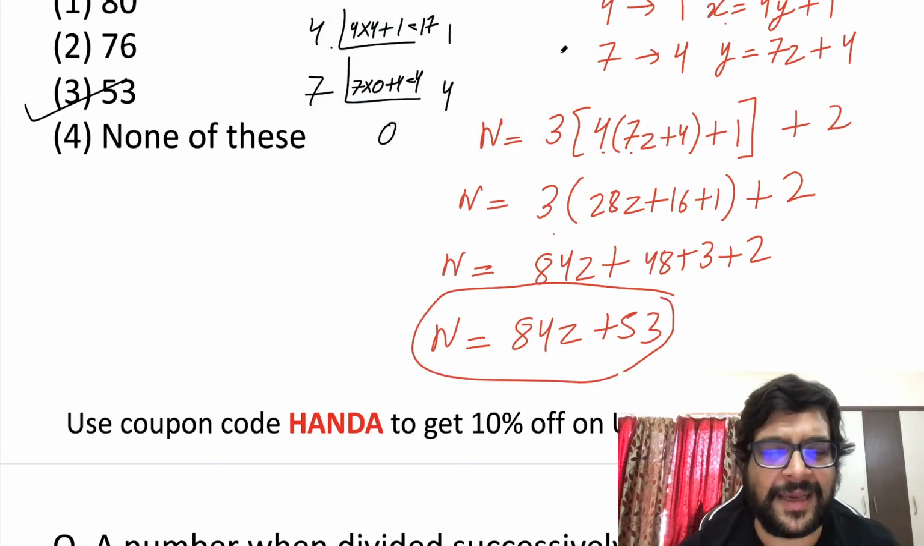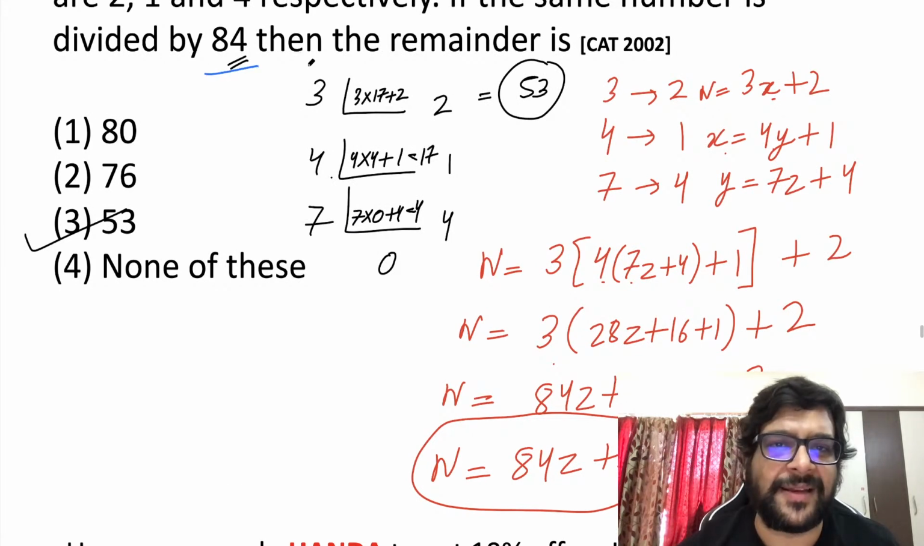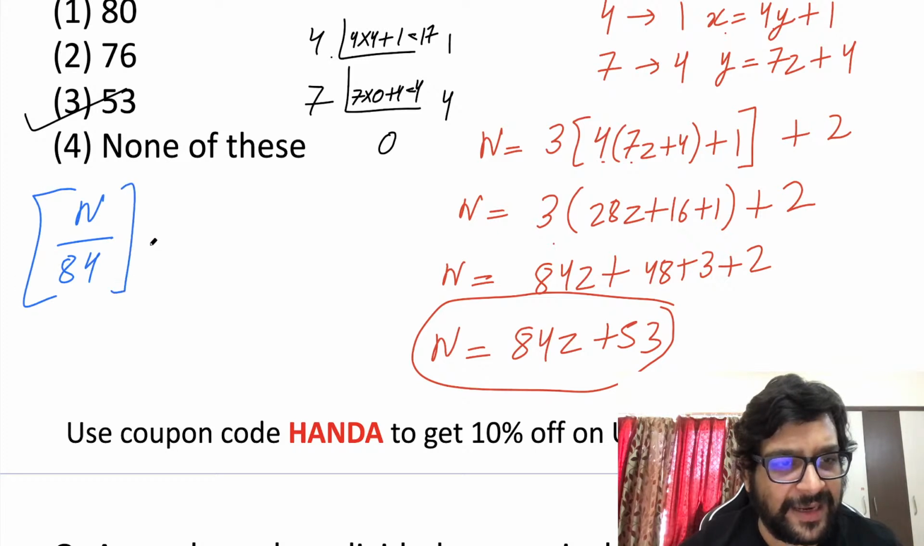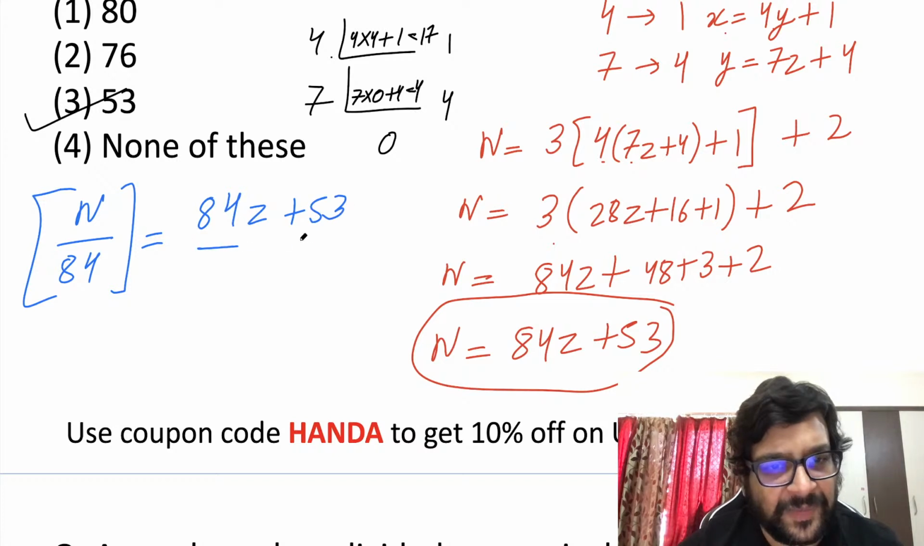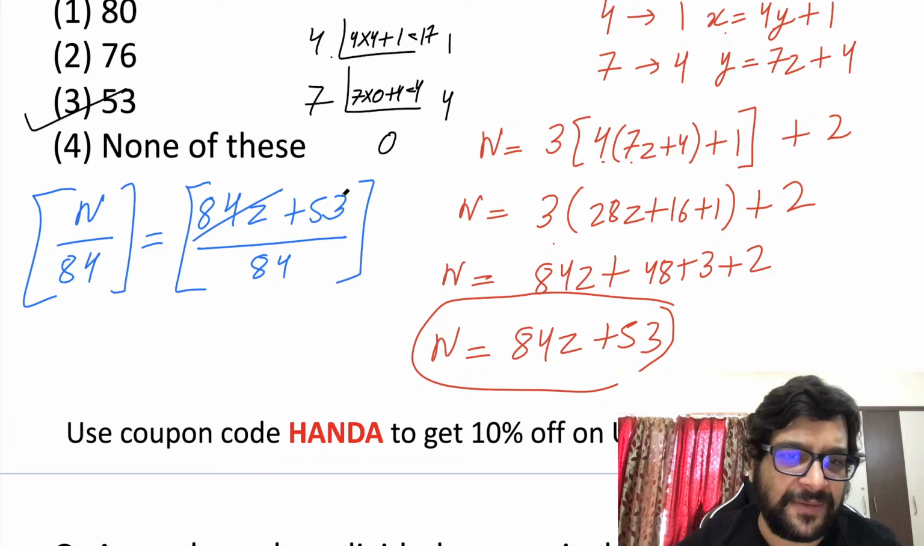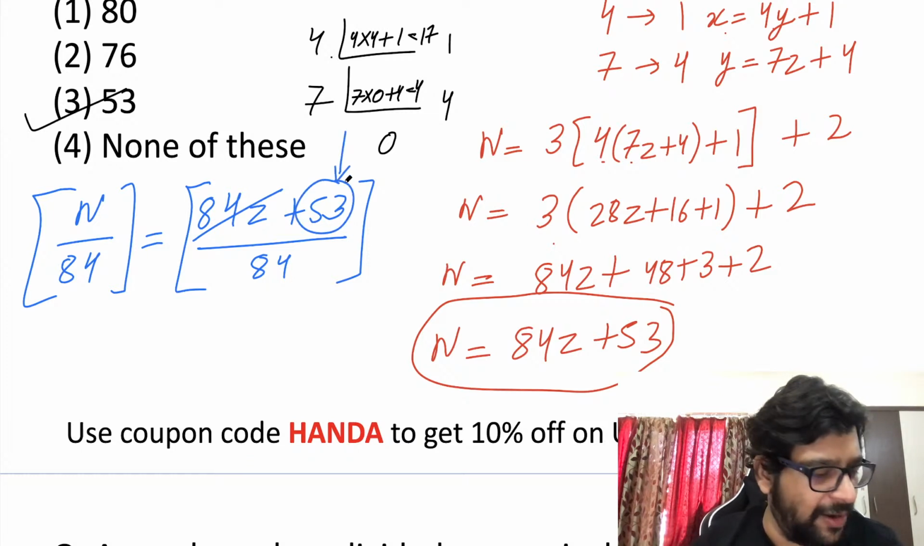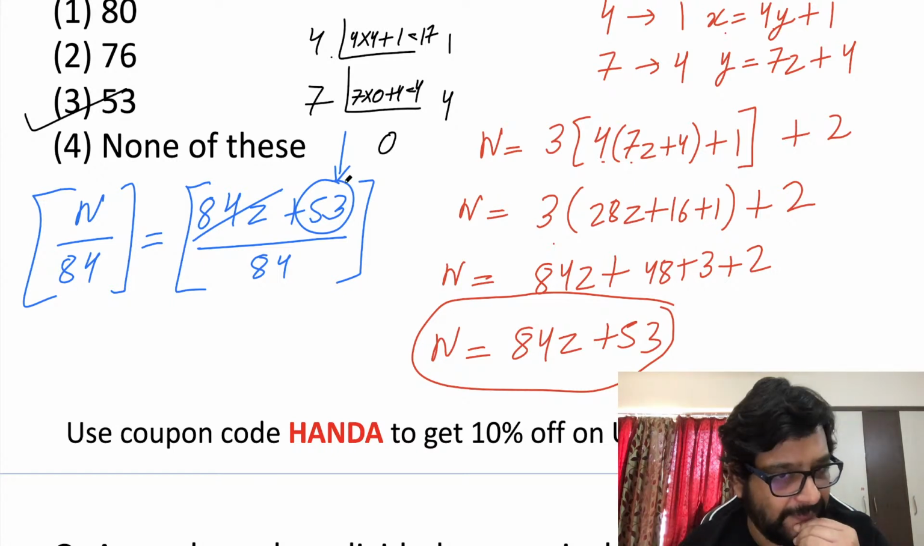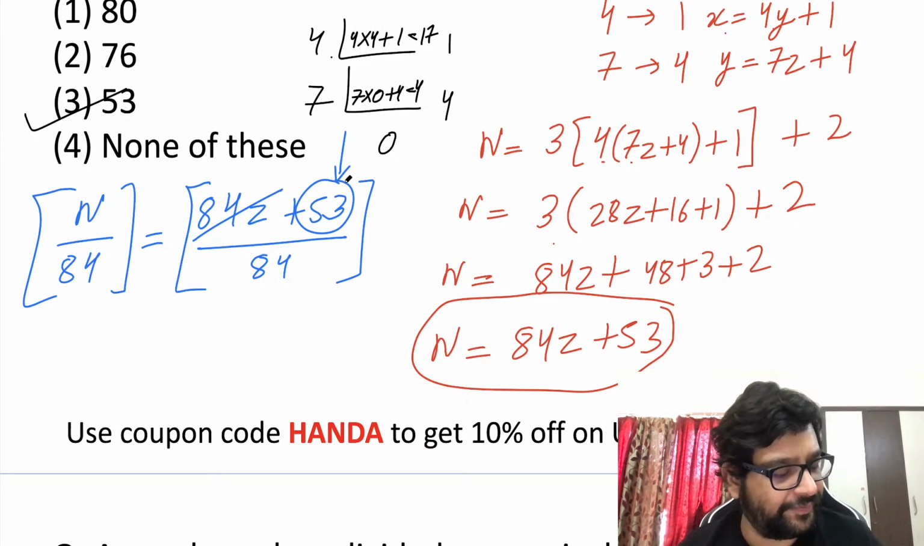What is the question asking? Question is asking when n is divided by 84. So n divided by 84, I need the remainder. 84z plus 53 is divided by 84. What will be the remainder? 84z will be divisible. My remainder will come out as 53. Are you okay with this? The remainder is 53. Are you guys okay with these values?